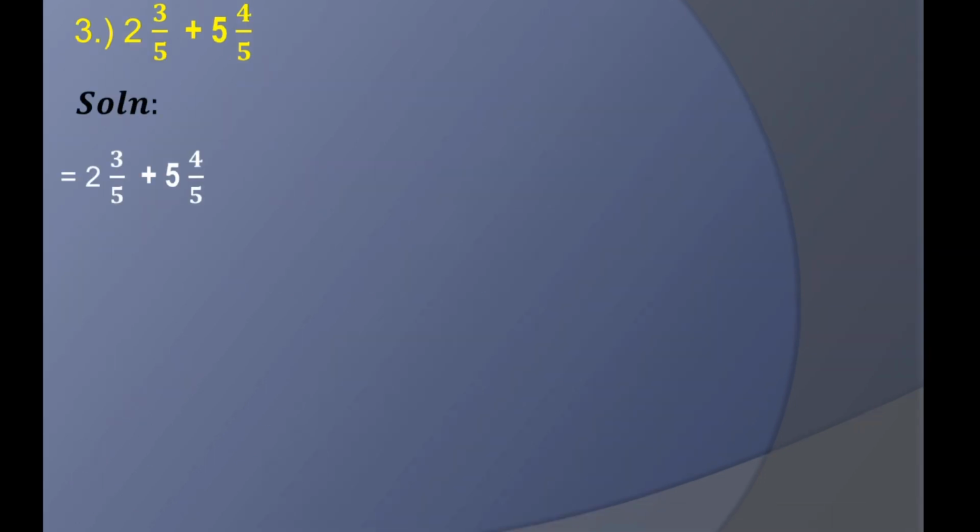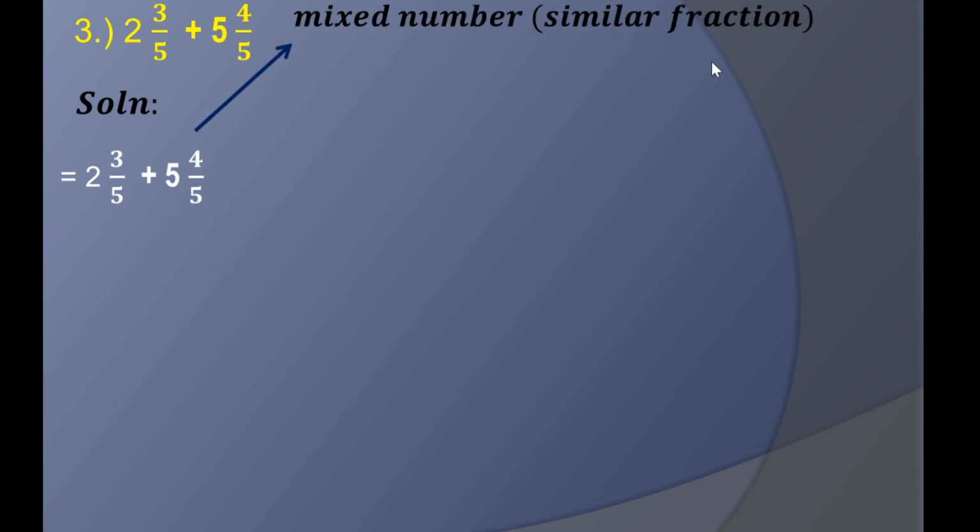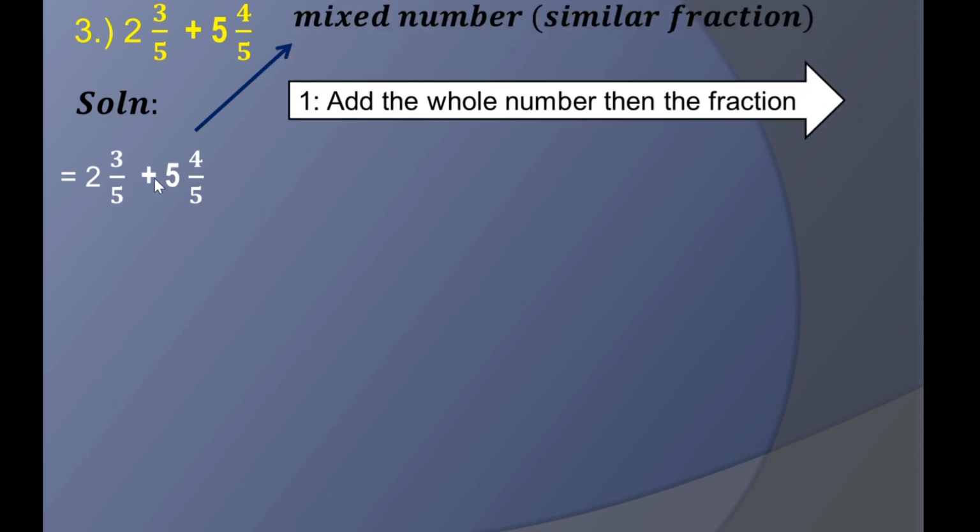So 2 and 3/5 plus 5 and 4/5. So we have a whole number and a fraction. We call it a mixed number. And as you can see, the fractions are the same. So we call it a mixed number with similar fractions. So the step is just add the whole numbers as well as the fractions. Okay, so 2 plus 5, 3/5 plus 4/5. Then we know 2 plus 5 is 7.